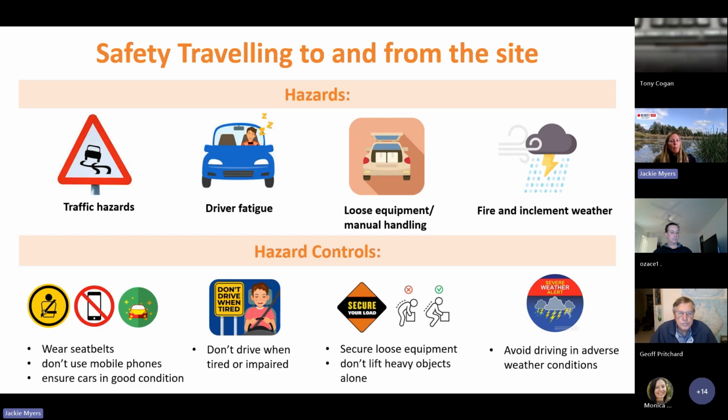Lastly, we can have weather hazards. This could include things like fires. Hopefully you don't encounter them, but storms and flash flooding are something we could possibly encounter. Now, to mitigate these sorts of hazards, things to think about are, when you're in your vehicle, always wearing your seatbelt, avoiding using your phone while driving, and ensuring the vehicle being used is in good working condition. We don't want you to drive if you're tired, distracted, or under the influence of medications or alcohol. In terms of those loose items, the field kits, it's good to secure them.